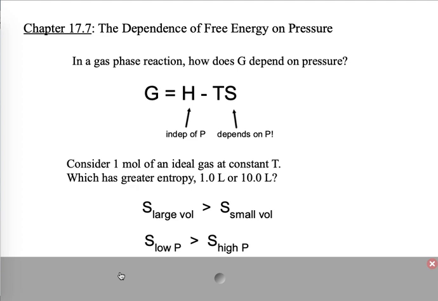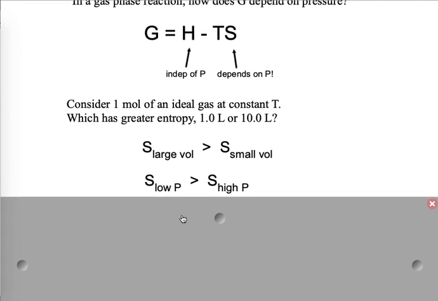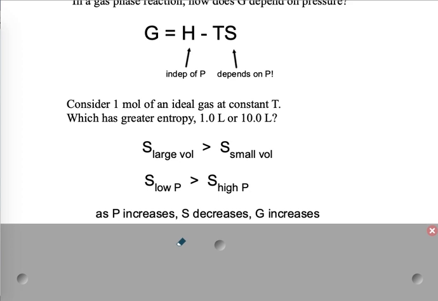Correspondingly, the entropy at low pressure is greater than the entropy at higher pressure. Or as the pressure of a system increases, the entropy decreases, and therefore, according to the equation above, the free energy should increase as well.